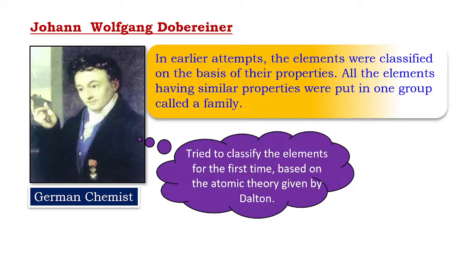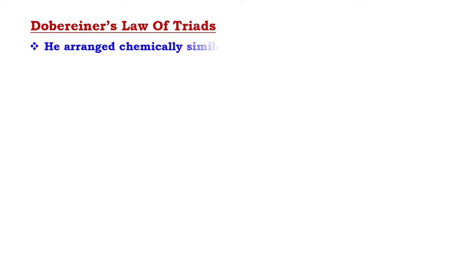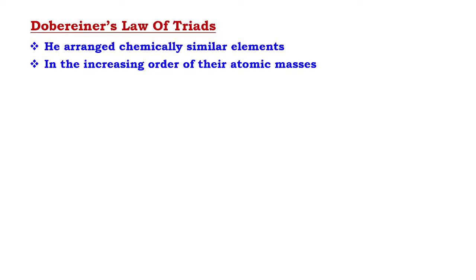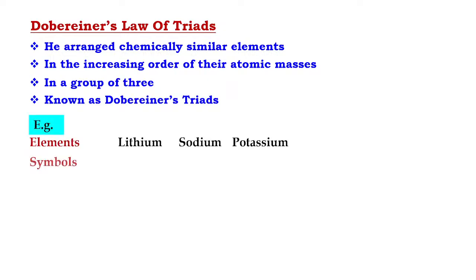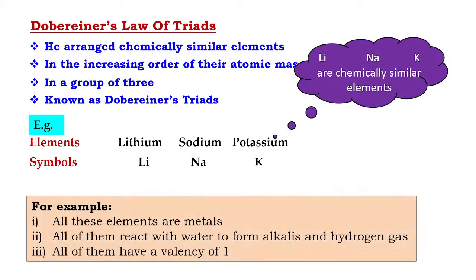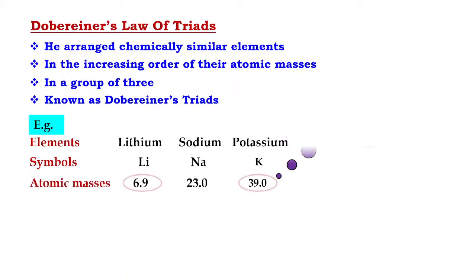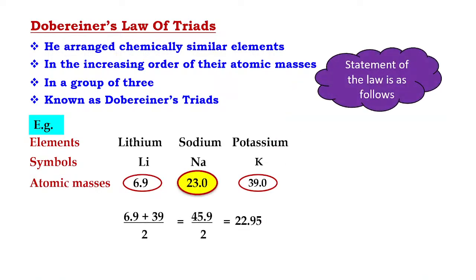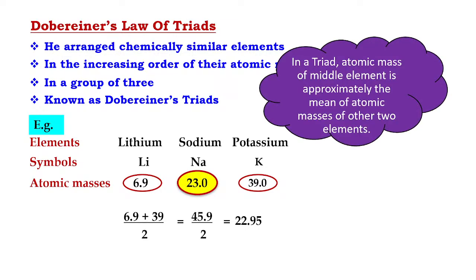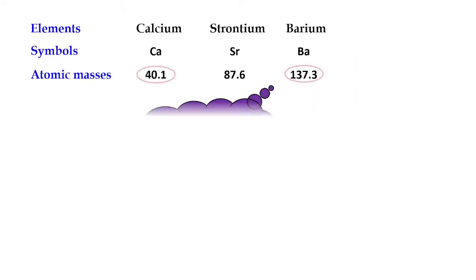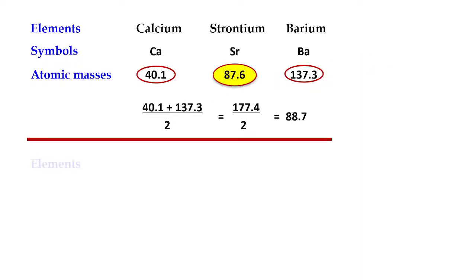So Döbereiner tried to arrange them by properties. So we have Döbereiner's law of triads. He arranged chemically similar elements in increasing order of their atomic mass, in groups of three. Lithium, sodium, potassium. Like this he started doing it, but this also failed. We will not study this in detail because it is not important from our exam point of view. These are all Döbereiner triads.